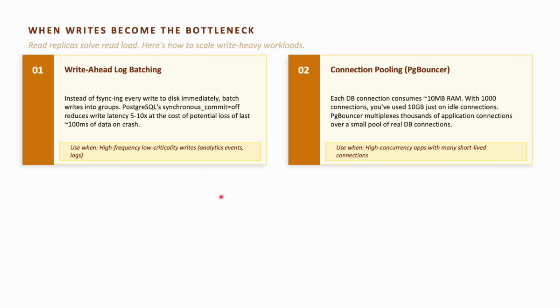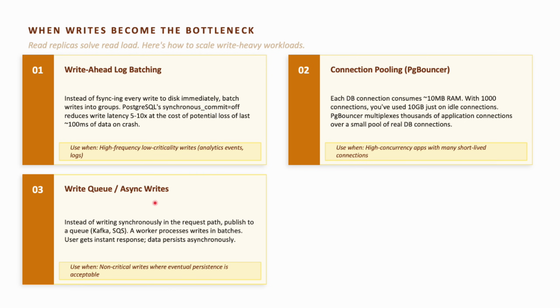Then the third strategy that we have is write queues, right? For non-critical writes, like recording that a user viewed a product or logging a page view, you do not need to write synchronously in the request path, right? So publish to Kafka or SQS, return success to the user immediately, and let a background worker batch insert into the database. So this decouples your write throughput from your database real-time write capacity.